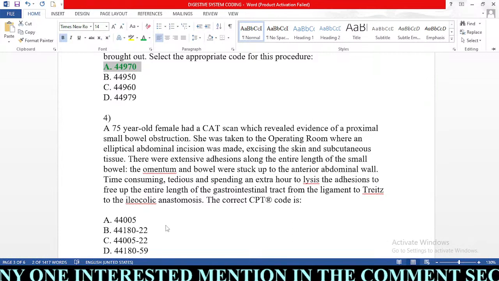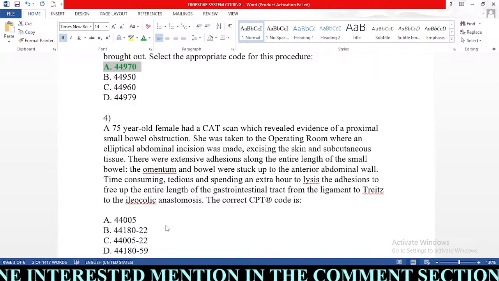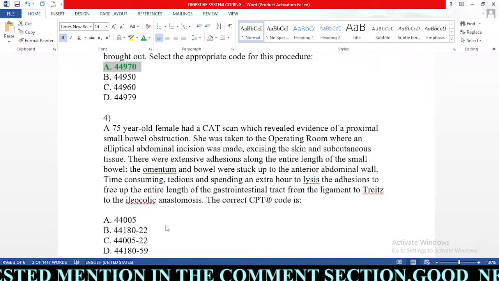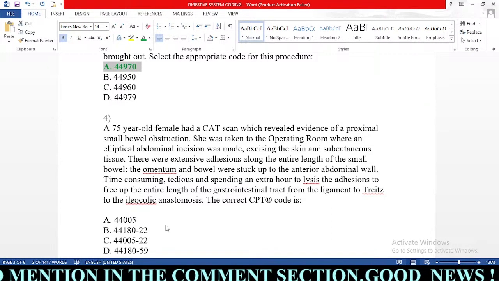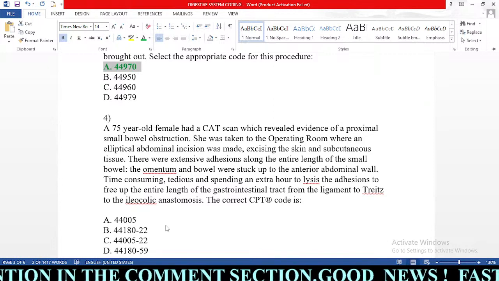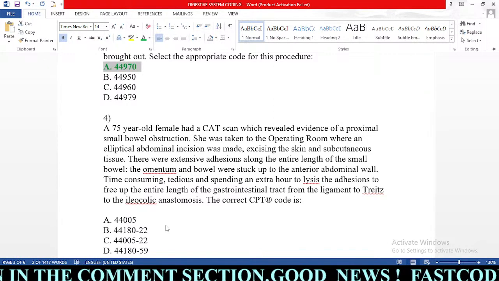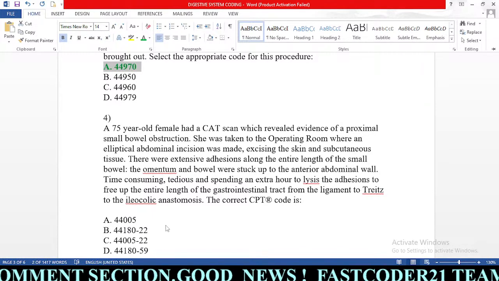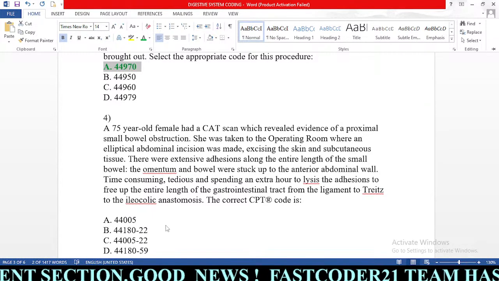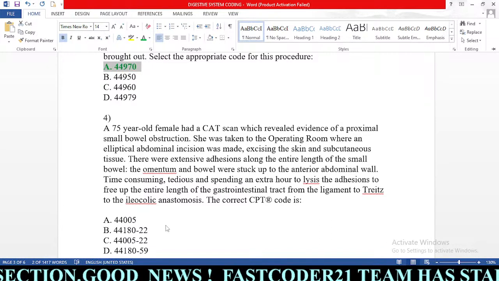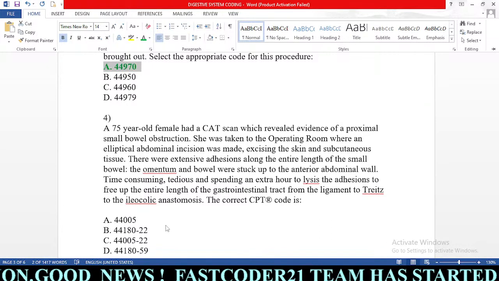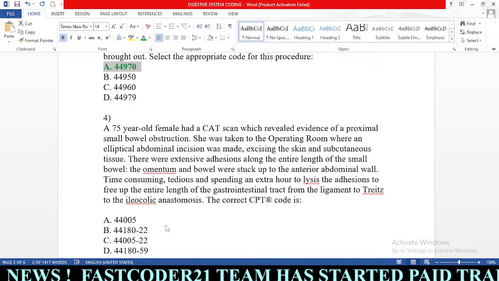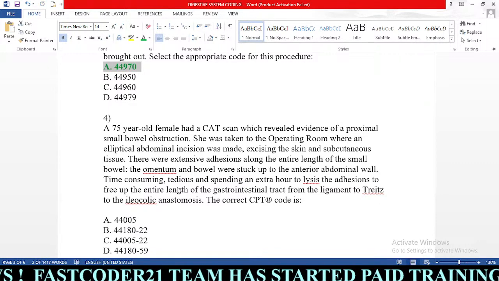So anyway, Sarika needs your answer. Mamata does not have any CPT book with her. So no worries. Okay, thank you guys. We will discuss our answer here.